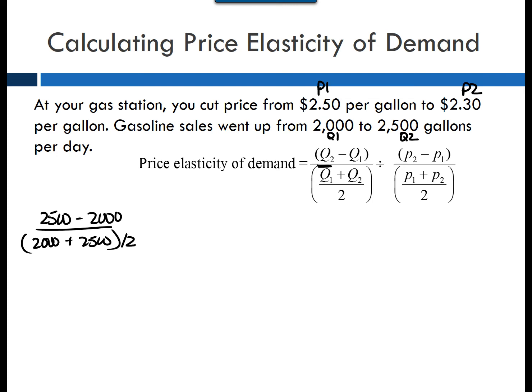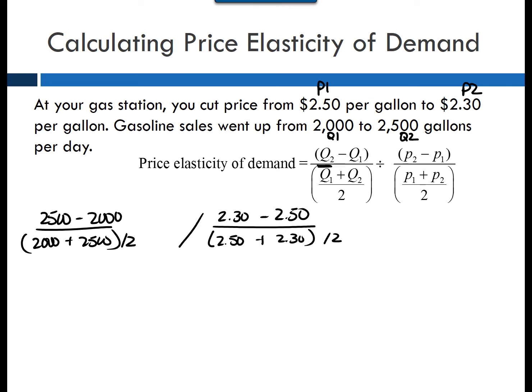And then we do the same thing with price. So price 2 is 230, price 1 was 250. And then I put that over the average of those two together. So I do 250 plus 230 divided by 2. All right, so now I just solved that equation.